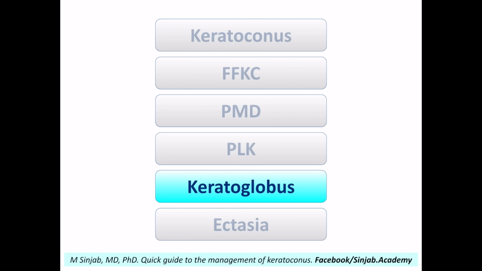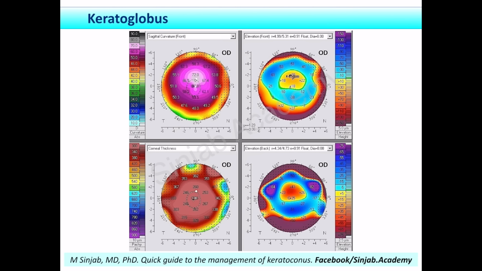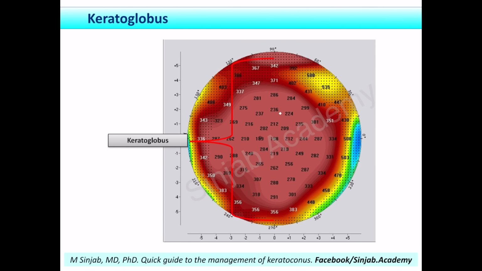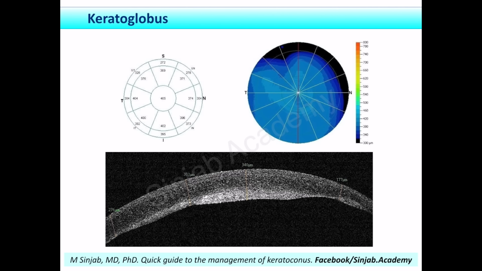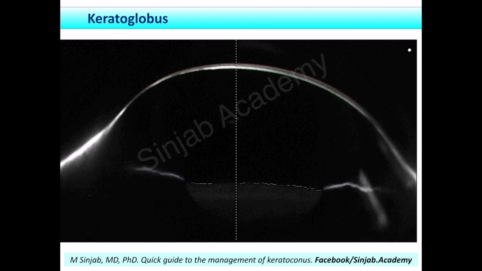Keratoglobus. Keratoglobus is a generalized bulging or generalized ectasia all over the cornea, as we see on the curvature map and on the pachymetry map. We can see generalized thinning on the pachymetry map reaching the limbus. This is the pachymetry map. And also we see an irregular thin cornea on the OCT. And the Scheimpflug image can show us also the generalized thinning of the cornea and the outbulging.